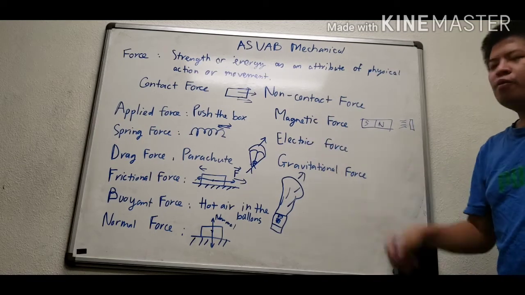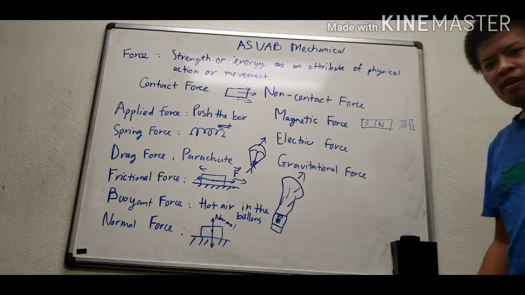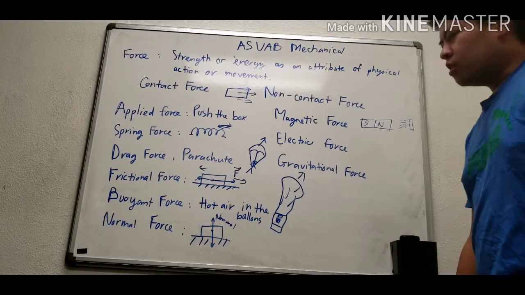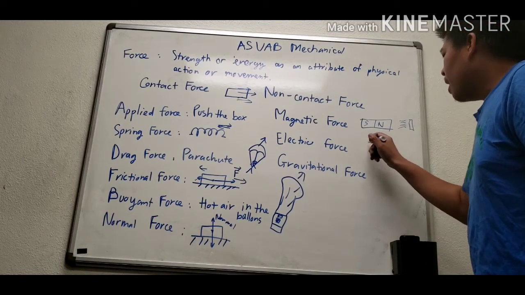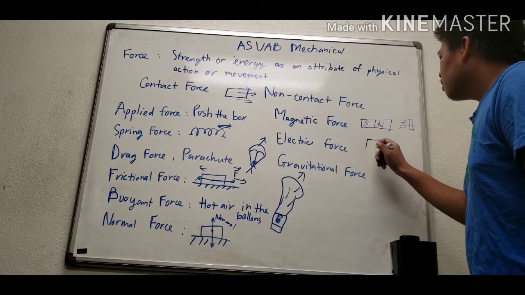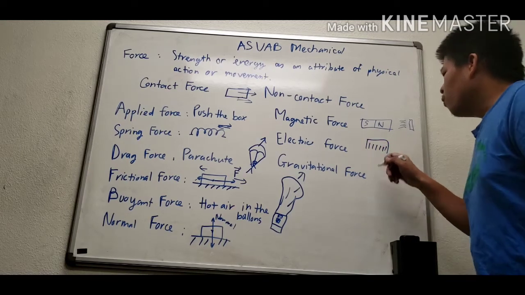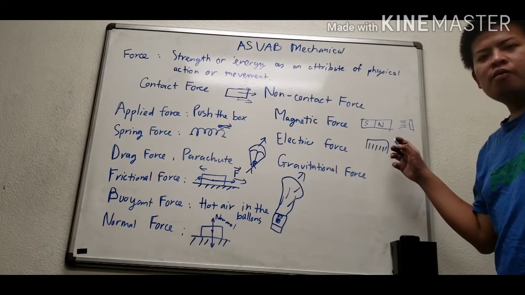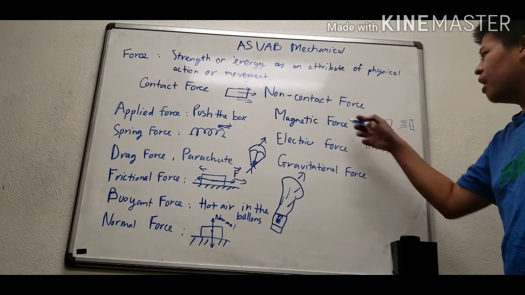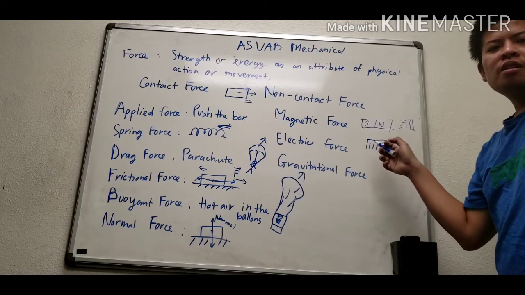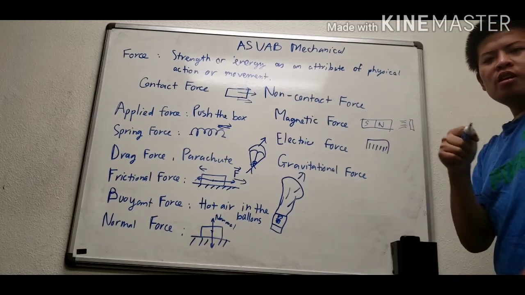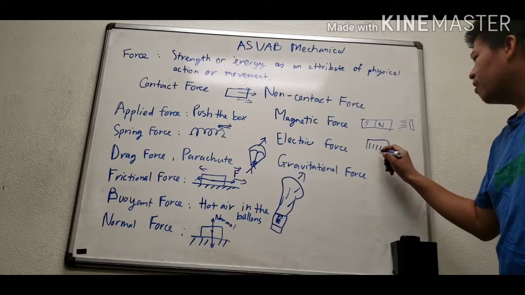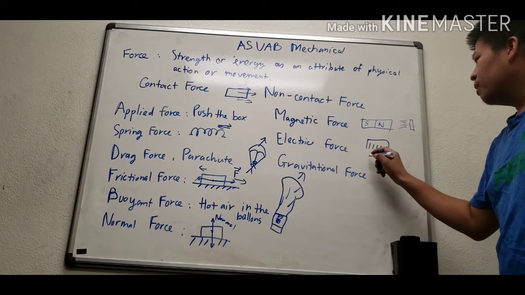Similar with the electric force, we don't contact anything, but there is still electric force. For example, when you use a comb on the hair, it creates electric force. This electric force, just like the magnetic force, will attract another object and brush against things like the hair or maybe the skin.